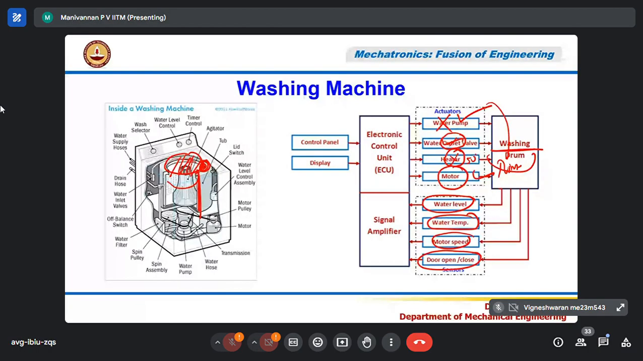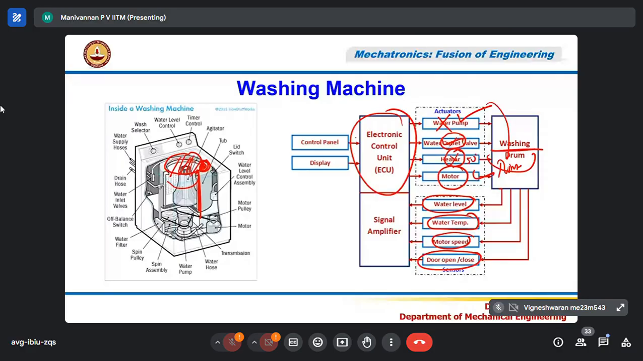So first, the embedded controller. Who is doing all these things? The electronic control unit. It senses the water level, temperature level, speed, and whether the washing machine door is closed or open. These are the sensors attached to this washing machine drum.